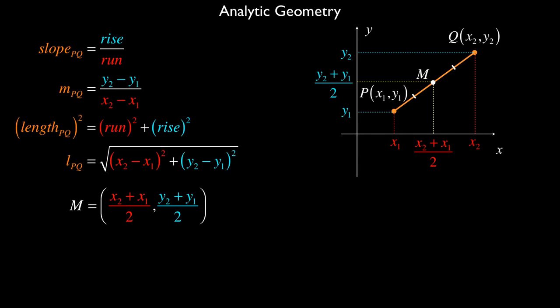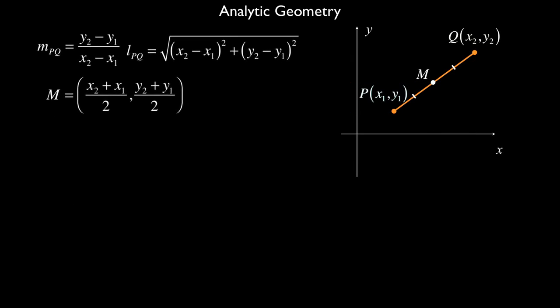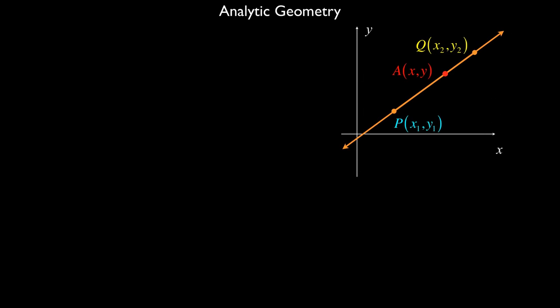And those are the three key formulas that we're going to use to answer a lot of our problems in analytic geometry. Let me go a little bit further and develop equations of lines. So now I will draw the line that passes through points P and Q, and I'm going to pick an arbitrary point A, which I will call XY. That could be any point. That red point could be any point on this line passing through PQ.